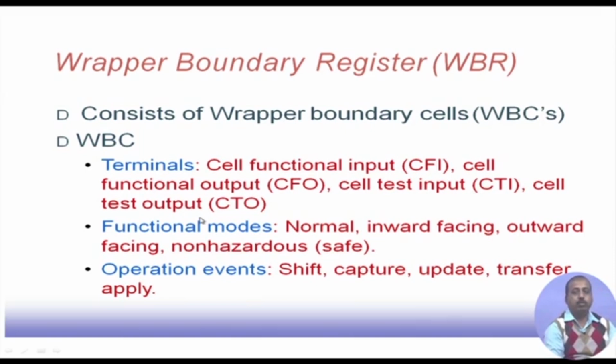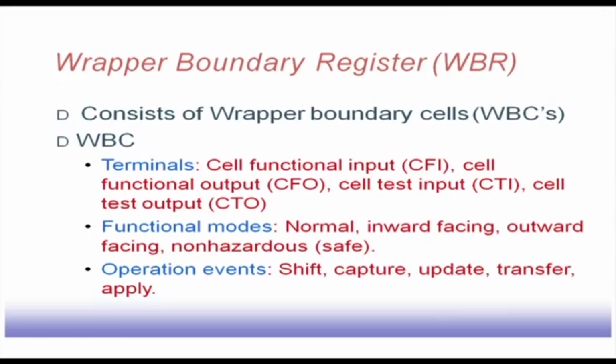Functional inputs will be coming when the circuit is in normal mode. As you can see, there are several functional modes: normal, inward facing, outward facing and non-hazardous. Normal means whatever is coming on the functional input line, the CFI line, will be passed on to the CFO line. That is the functional part.